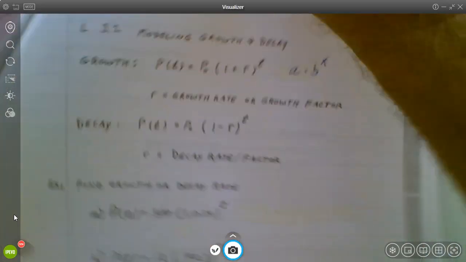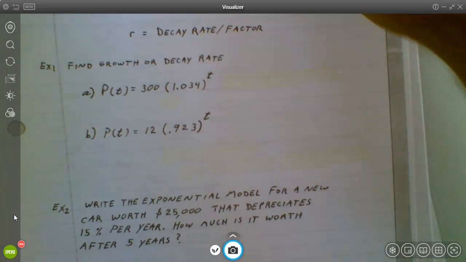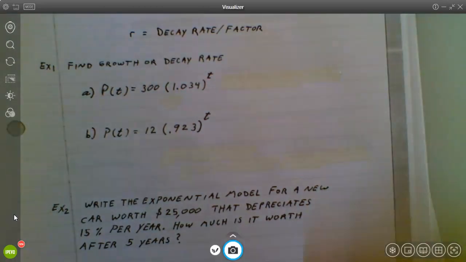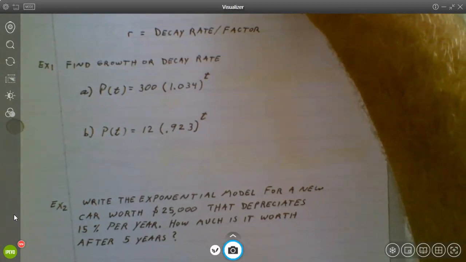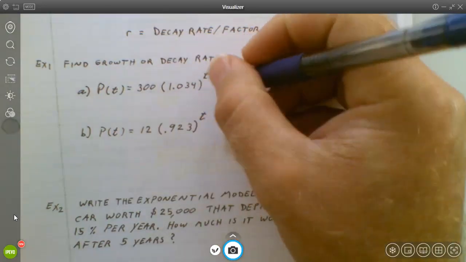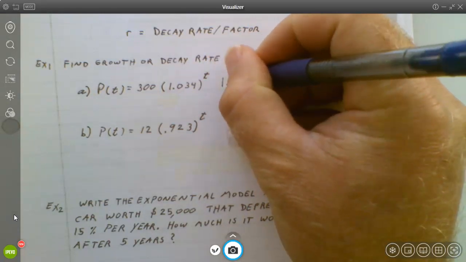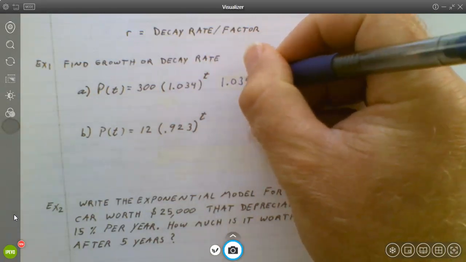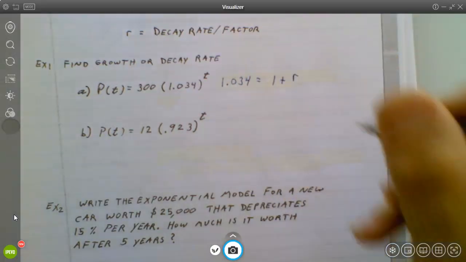So as you look at these first couple, they just wanted us to be able to identify, first of all, is it growth or decay, and what's the growth rate or decay rate? So as I look at these, clearly on the first one, it's a value bigger than 1, so it must be growth. So I know whatever is in parentheses must represent 1 plus the rate because it's growth.